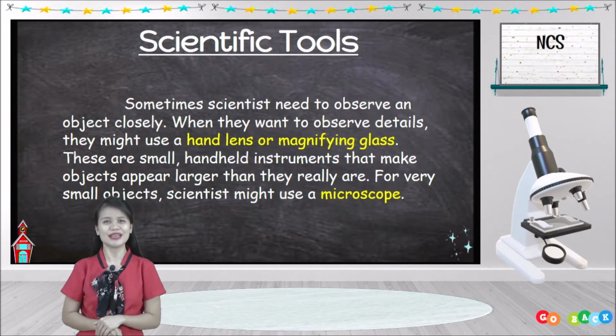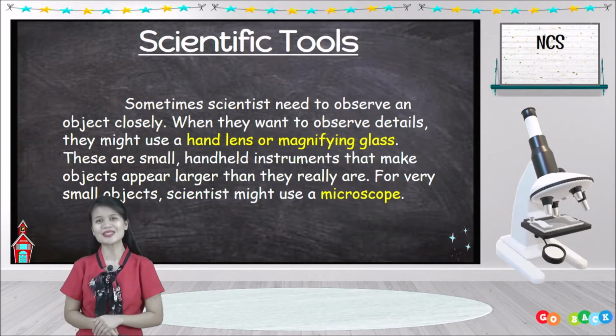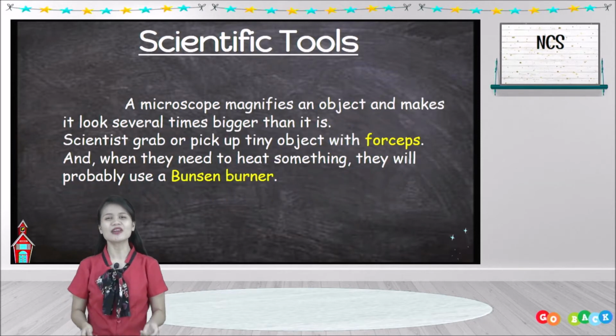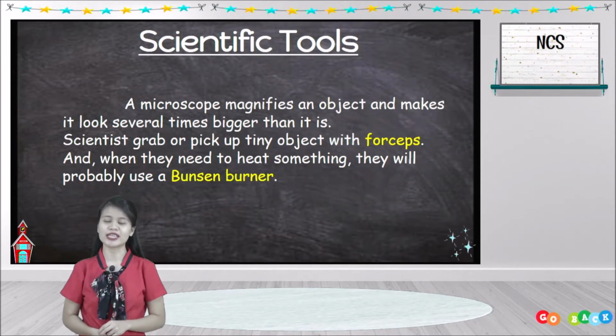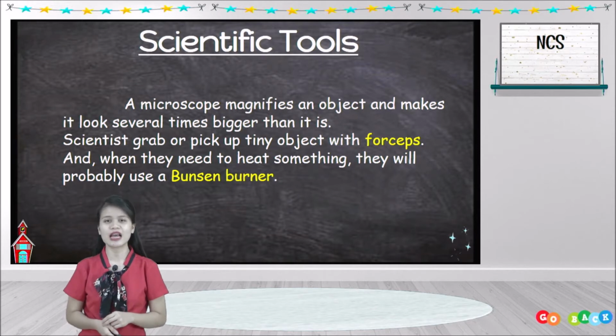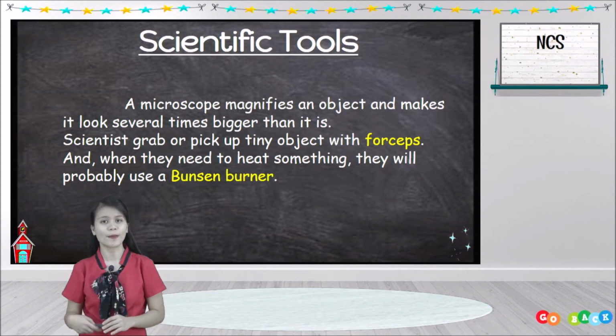Well, if you have a microscope at home, you may try it with your parents or guardians. A microscope magnifies an object and makes it look several times bigger than it is. Scientists, when they want to grab or pick up tiny objects, use forceps.